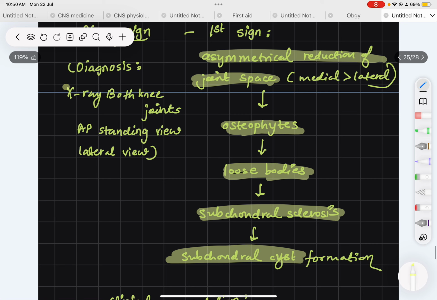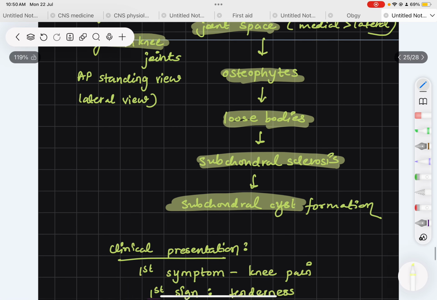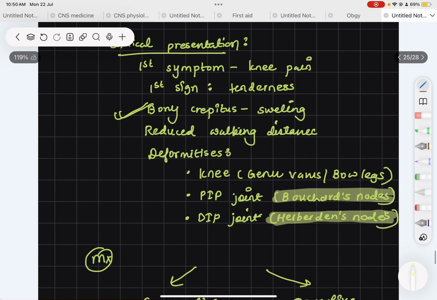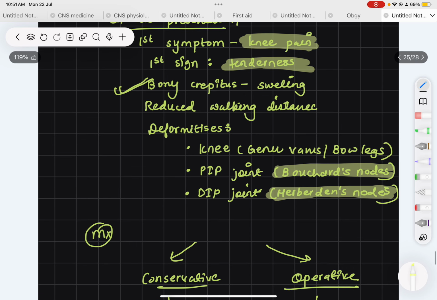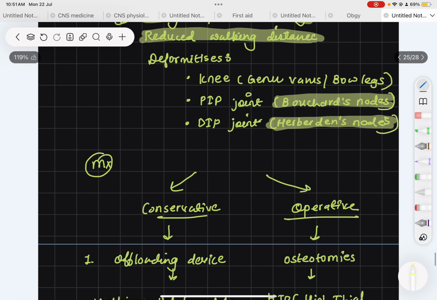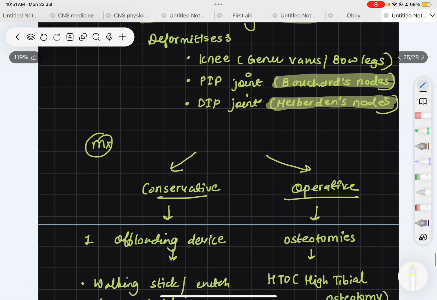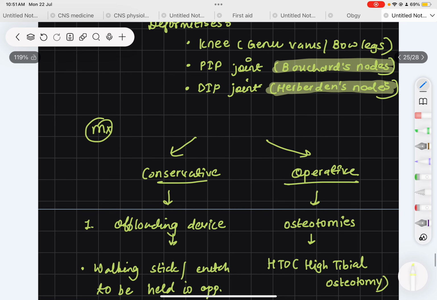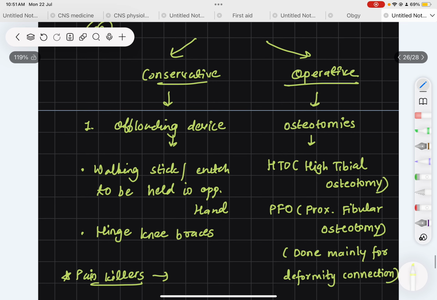and all of these things we can see in the X-ray, and we can diagnose this by X-ray of both knee joints. We can do the standing view or lateral view. But what will be the patient's complaint? The most common symptom will be knee pain, the first sign will be tenderness, and there will be bony crepitus also, and due to pain there will be reduced walking distance also. And we know the deformity: genu varus, bow legs, PIP Bouchard's nodes, and in DIP Heberden's nodes.